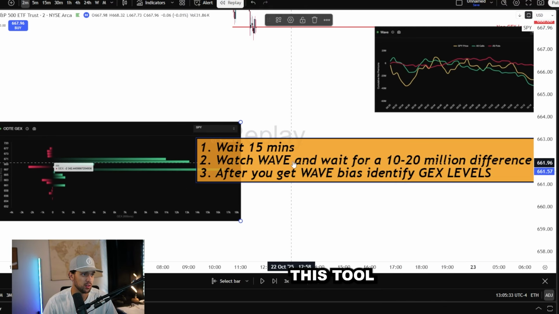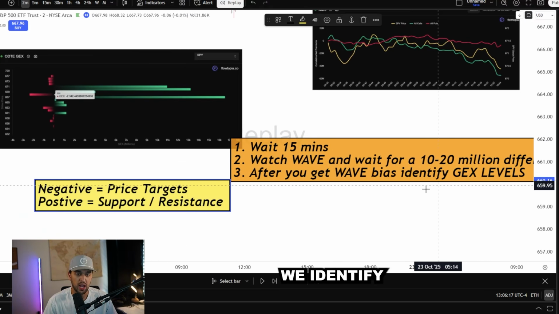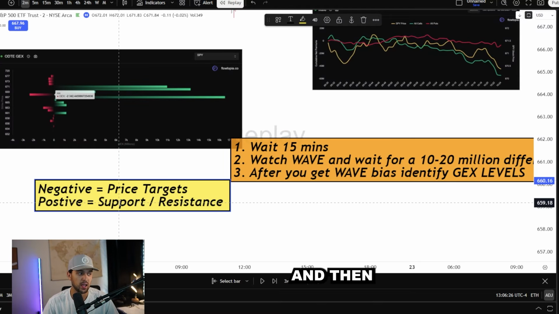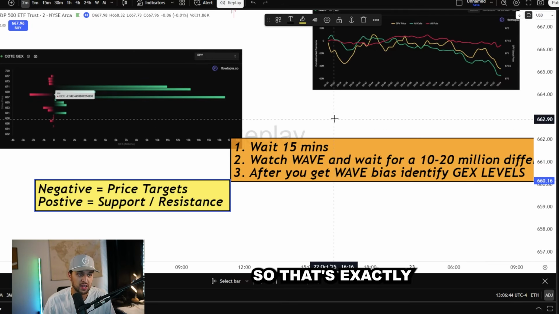So this is where this tool comes in handy. Once we identify the GEX levels, we want to mark the negative levels as price targets. And then we're going to identify the positive levels, which are basically just support and resistances. This is typically where price could consolidate at or chop at. Now the negative levels, this is where price wants to try to pull towards.